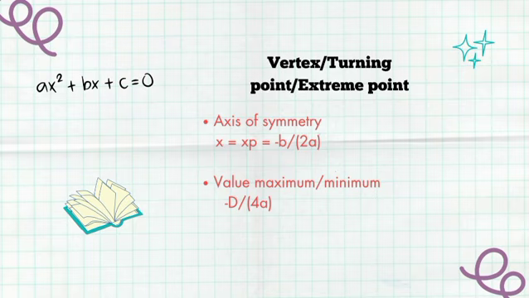And now let's talk about the maximum and minimum values. The graph has a maximum value when it opens downward. The graph has a minimum value when it opens upward. The maximum or minimum value is simply the y coordinate of the vertex, so the minimum or maximum value is negative D divided by 4 times a.